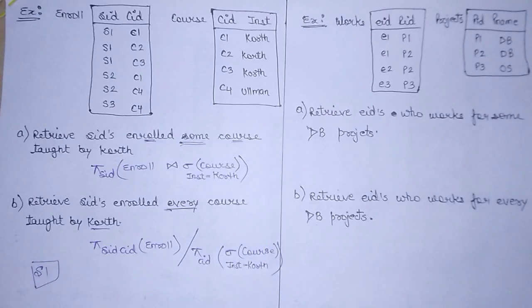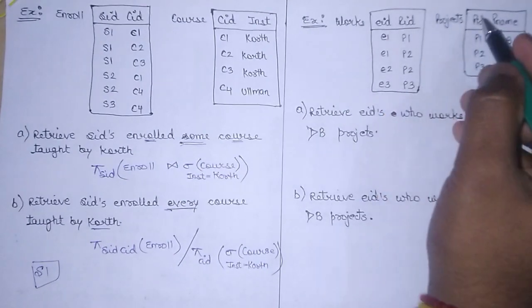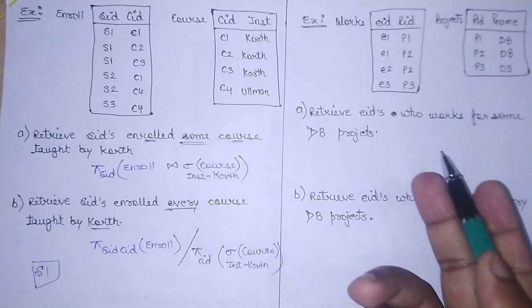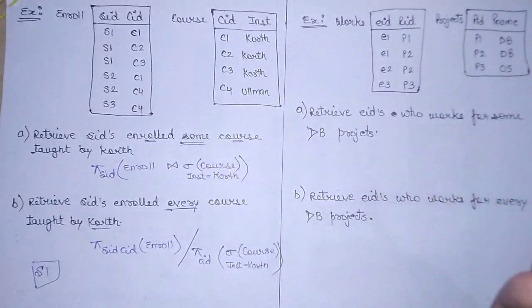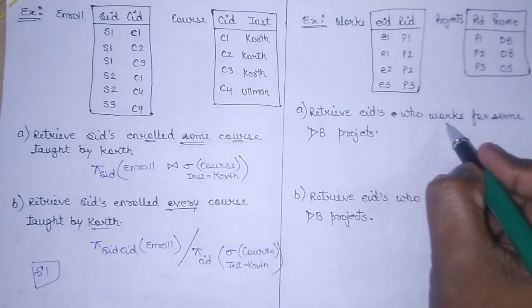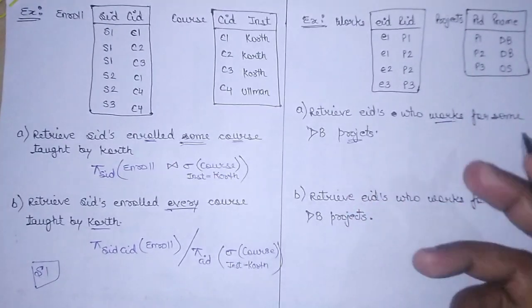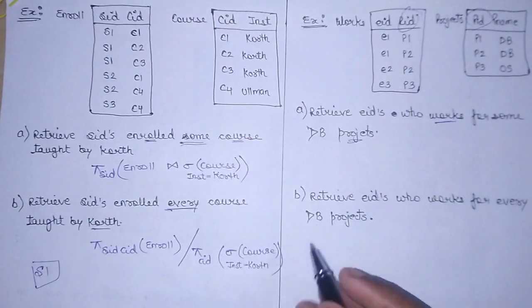Similarly, now go with the second example. Here I am having two tables like works and project. So PID is same. That means we need to use the natural join in this particular case. So see how: retrieve employee ID who works for some database project. So here is condition is who works for some database project. So first of all we need to perform the join with works and project, because I am having this PID as common. That means natural join will work over here.